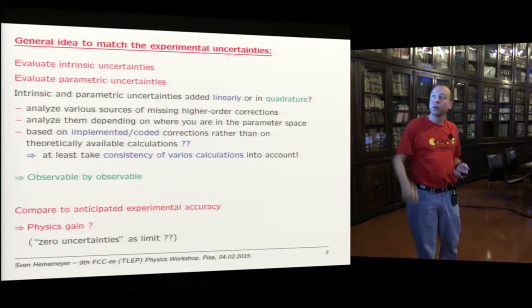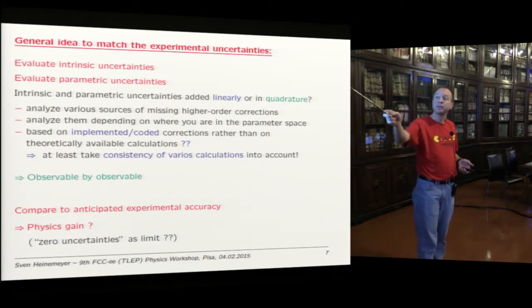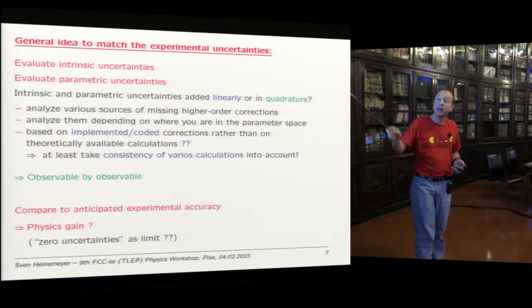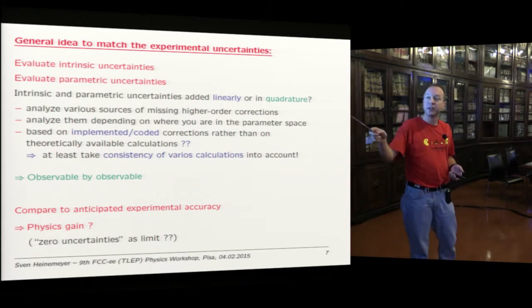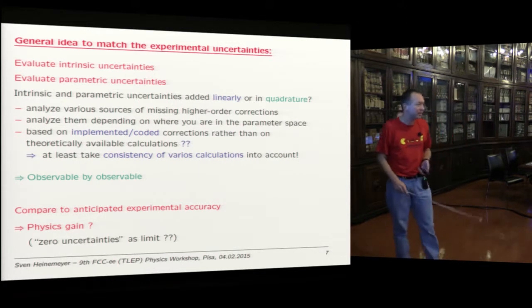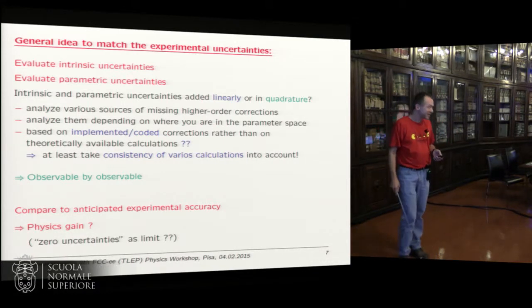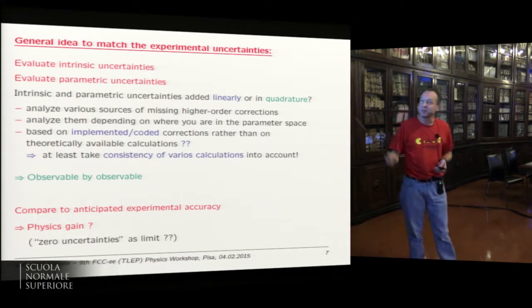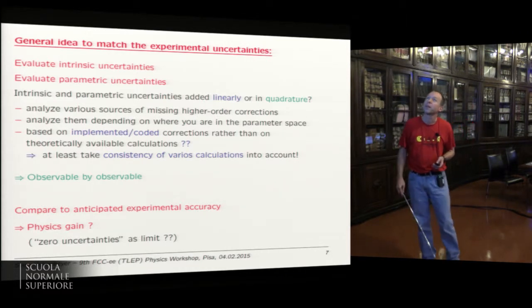And all these things have to be done observable by observable. Then we can compare to the anticipated experimental accuracy and evaluate the physics gain. Alain always likes to look at the zero uncertainty limit to say this is the most optimistic physics gain, and I always say it's a completely over-optimistic assessment. But we can certainly discuss this further.